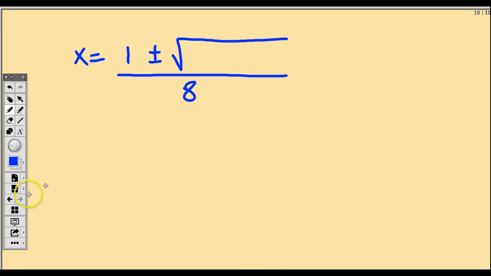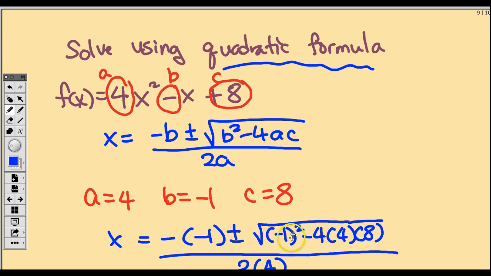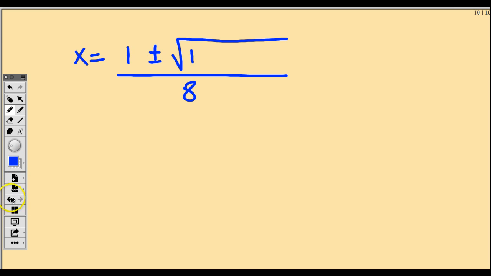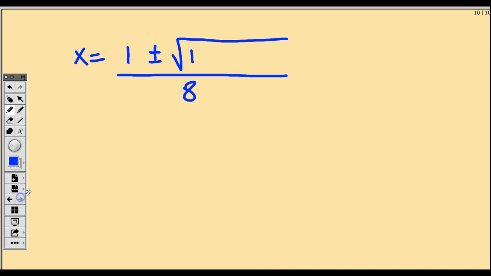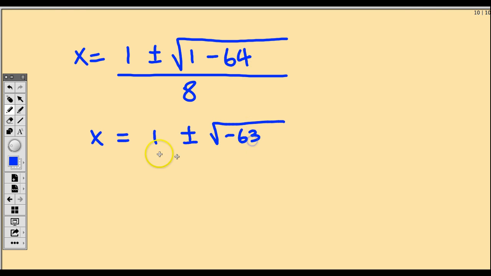Now I gotta look inside the square root, so let's take a look. Negative 1 squared is 1, so I'm going to put 1 in there. And then negative 4 times 4 is negative 8, and negative 8 times 8 is negative 64. So there you go. So then x equals 1 plus or minus the square root of 1 minus 64 is negative 63, and this is all over 8.